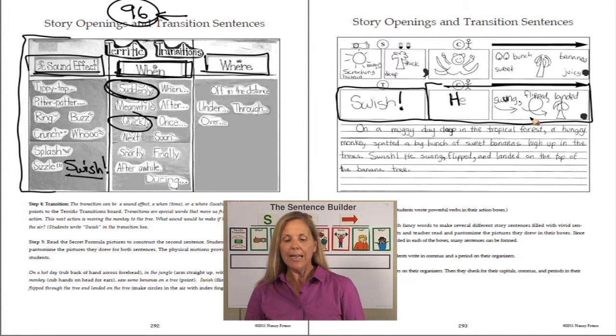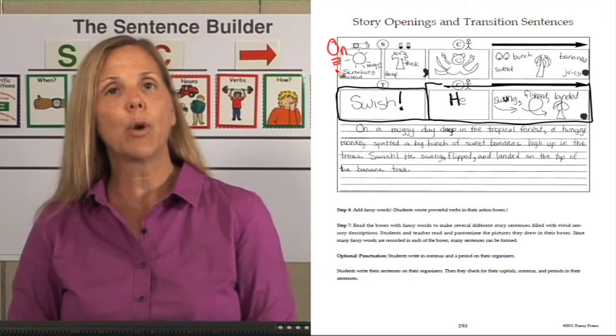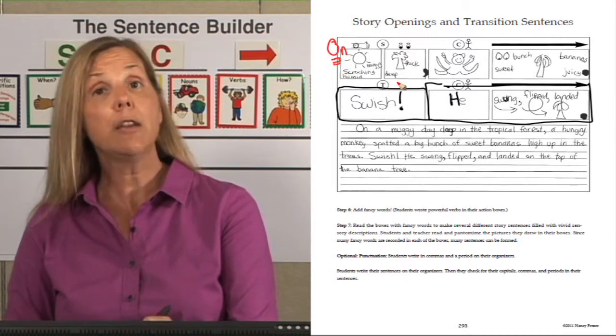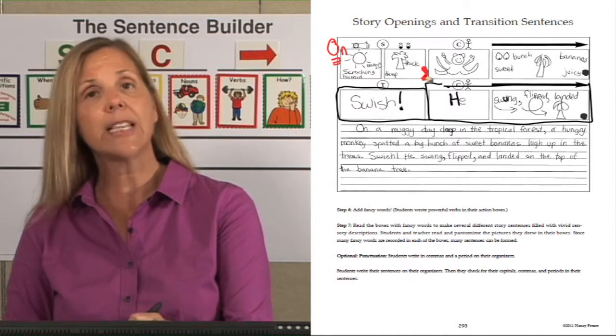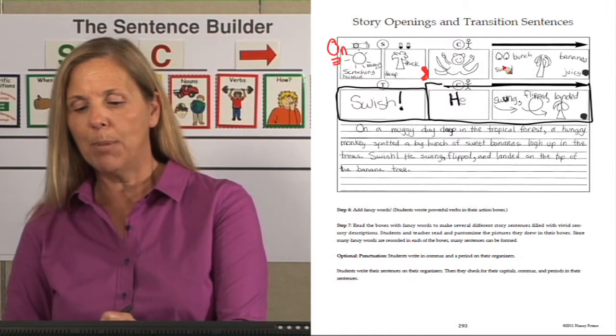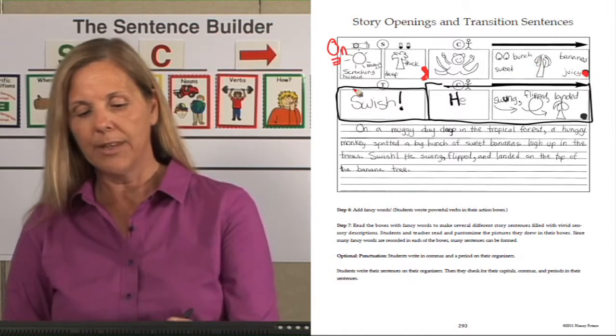We go back and we're going to add all of our punctuation. On a scorching hot day. Oh, I think I'm going to start with on, so I'm going to write on there with a capital. On a scorching hot day, deep in the jungle. That's my setting. What do I put after a setting? A comma. A monkey saw a bunch of sweet bananas up in a tree, period. Swish!